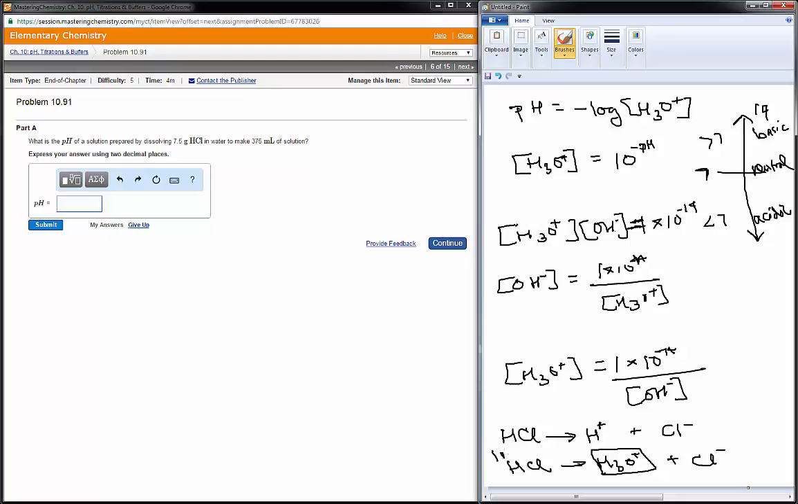Now I know that if I've got 1 mole of this and it dissociates completely, then I have 1 mole of this. There's a 1-to-1 molar ratio, and that's important to answer the question that they are asking here. So let's clear up some space.